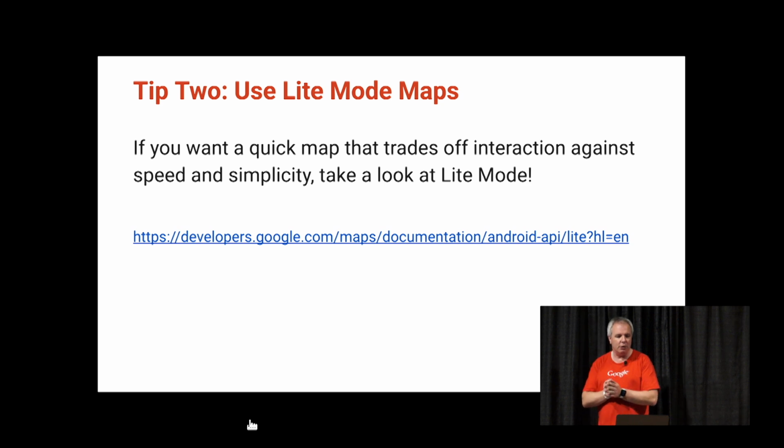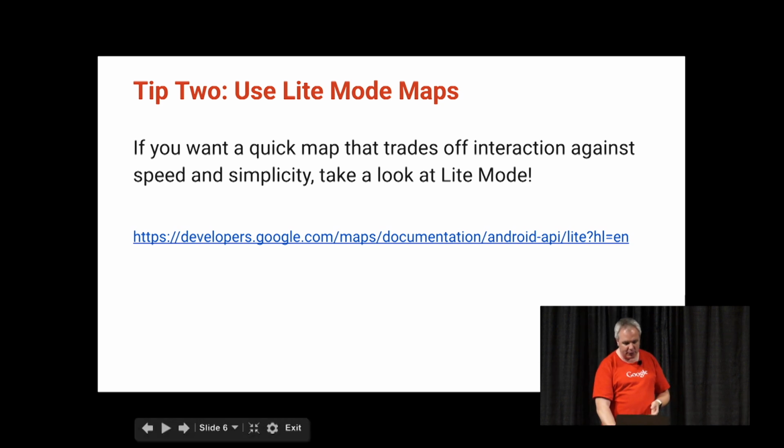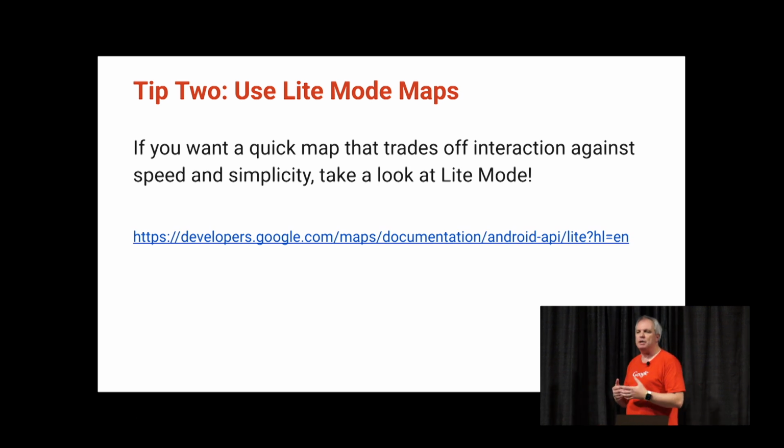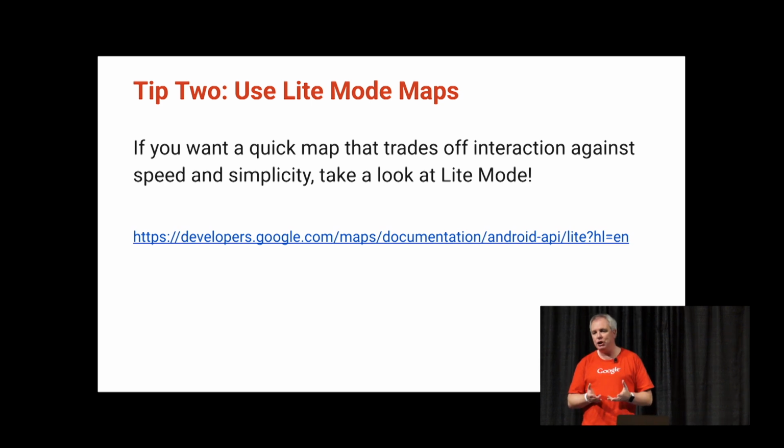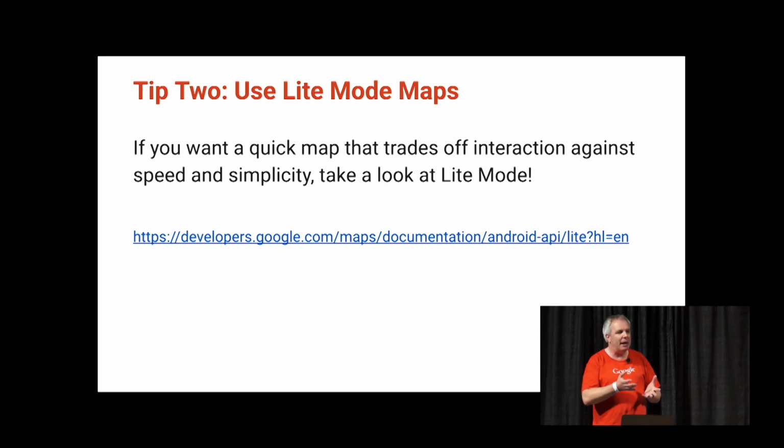Okay, tip number 2 is to think about light mode maps. Now, it's very easy to put a map into your application, but I've seen applications. I'll give one example. It was for a sports complex near where I live, and they asked me how they can make this application faster. Some of their users have been complaining about it.